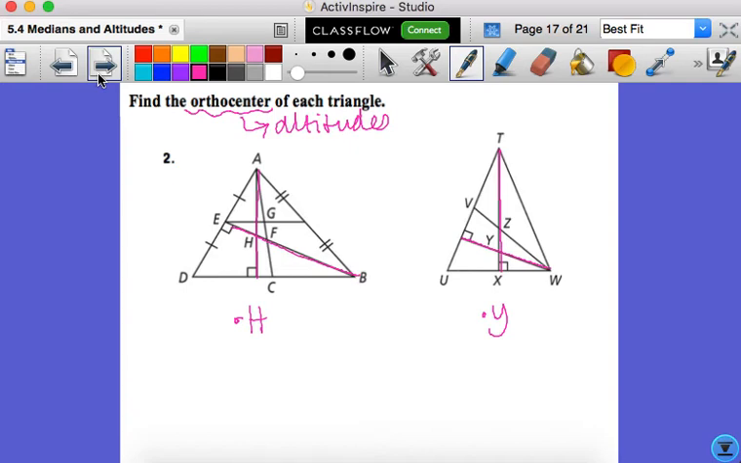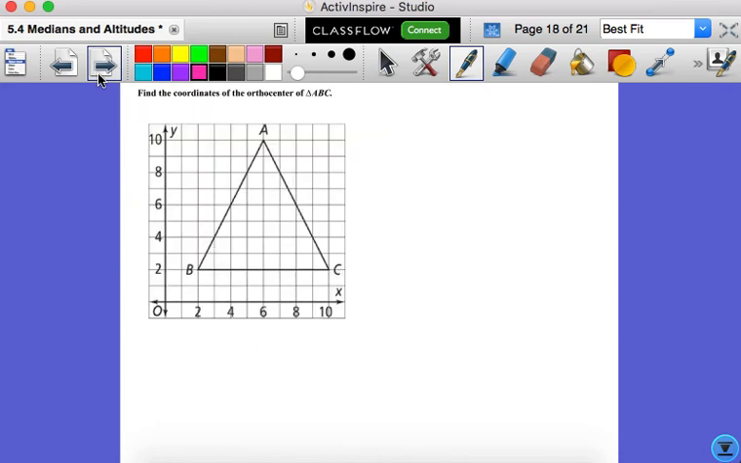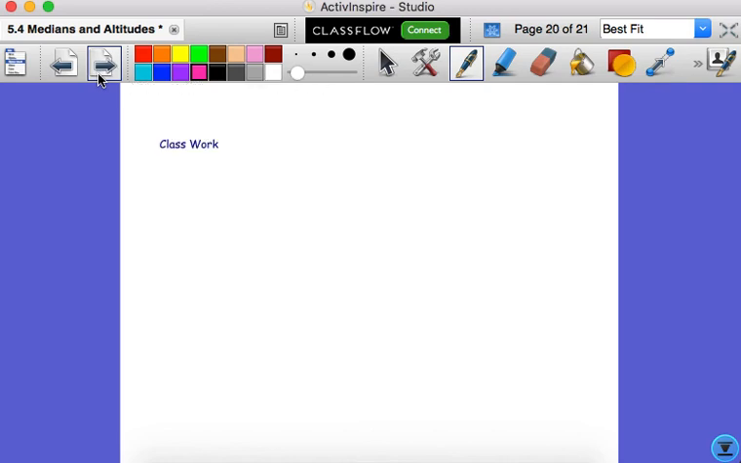Again, guys, memorization here is going to be key. I want to be able to immediately associate the word orthocenter with altitudes, medians with centroids, perpendicular bisectors with circumcenters, and incenters with my angle bisectors. This one we did in our notes yesterday as well as this one here.